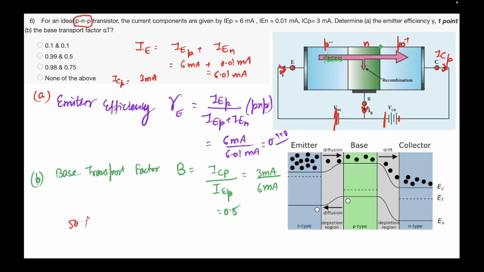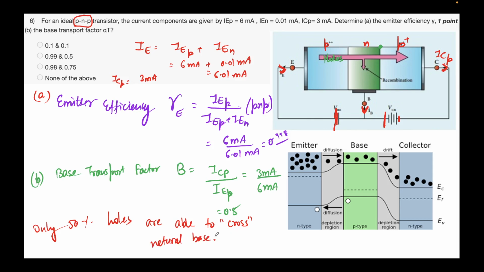Write this. Only 50% holes are able to cross the neutral base width.